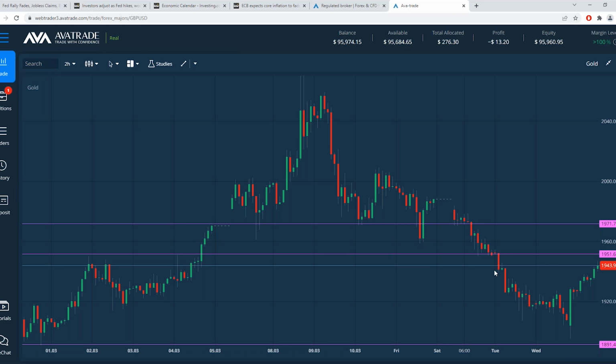Once the support is broken, then it becomes resistance many times. And so if that's how you feel, that this has become a resistance level again because it broke below it and now it's come back up towards it, then this could be a spot where you say, all right, let me take a shot at a potential sell here.